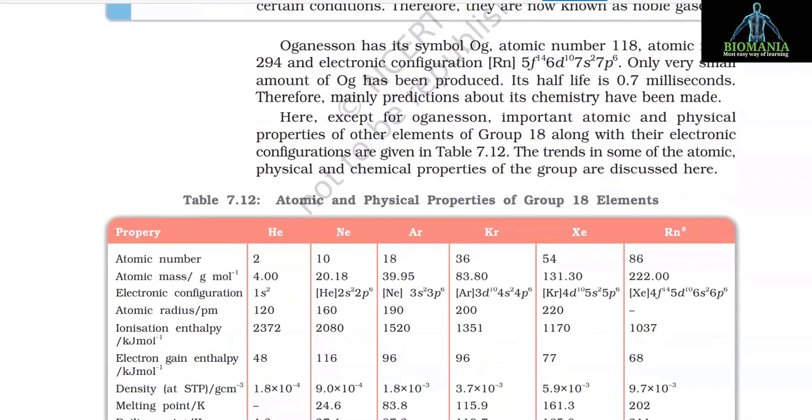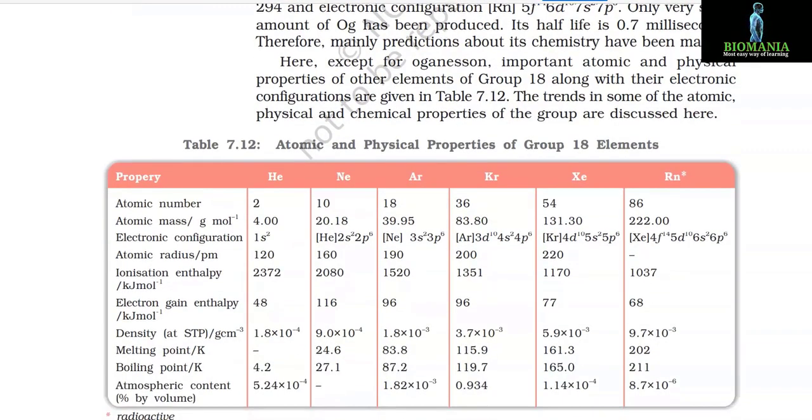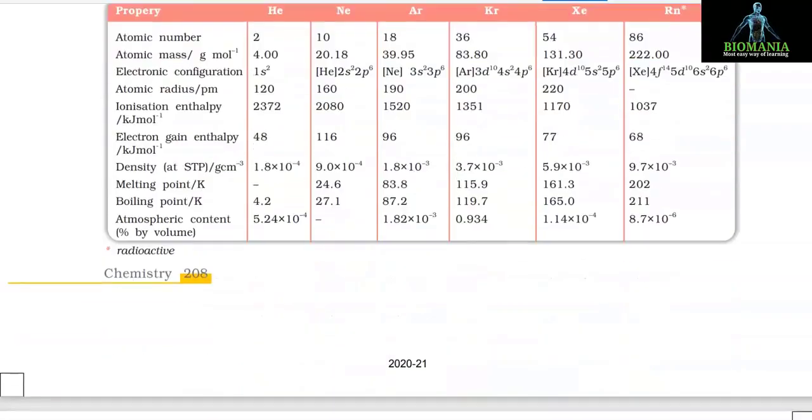Here, except for oganesson, important atomic and physical properties of other elements of group 18 along with their electronic configurations are given in table 7.12. The trends in some of the atomic, physical and chemical properties of the group are discussed here.